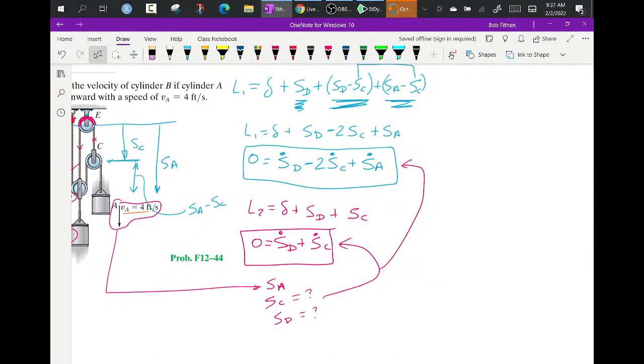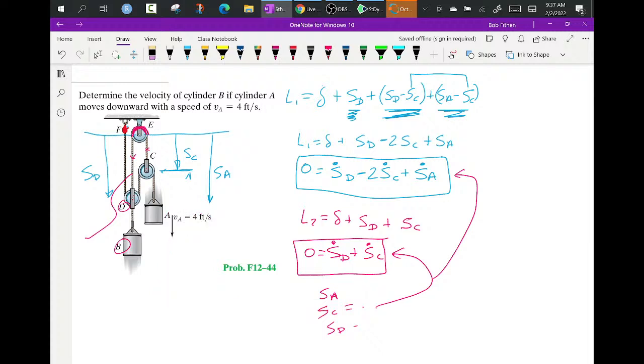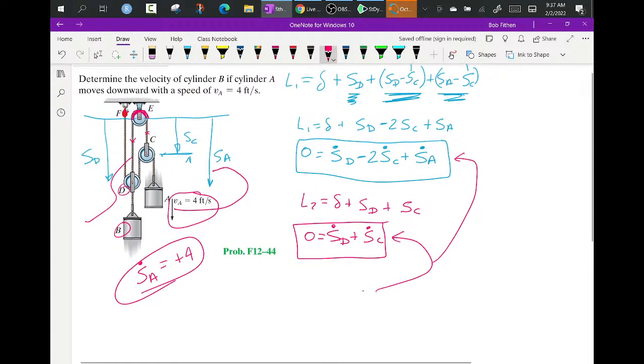So let's go ahead and put this in and find the answer here. So what do I know? He tells me this velocity is going down. Well, this is the same direction as that vector, so that means SA dot is equal to plus 4, because they're both in the same direction. So I could do one of two things. What does he want to know? The cylinder at B. So you do want to know D.